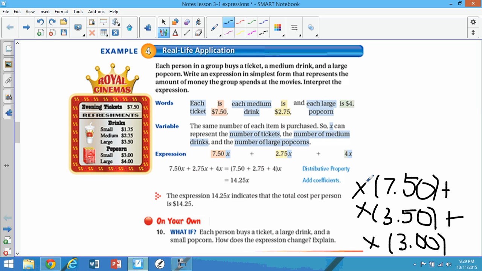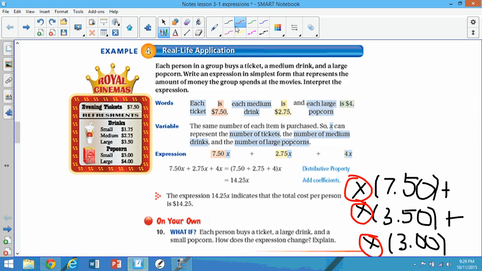Okay, now you can multiply that X. I chose to put the X in front because the X is what we don't know. We don't know how many people are going to this movie. So we don't know how many people are going to be buying a ticket, how many people are going to be buying a soda, and how many people are going to be buying popcorn.